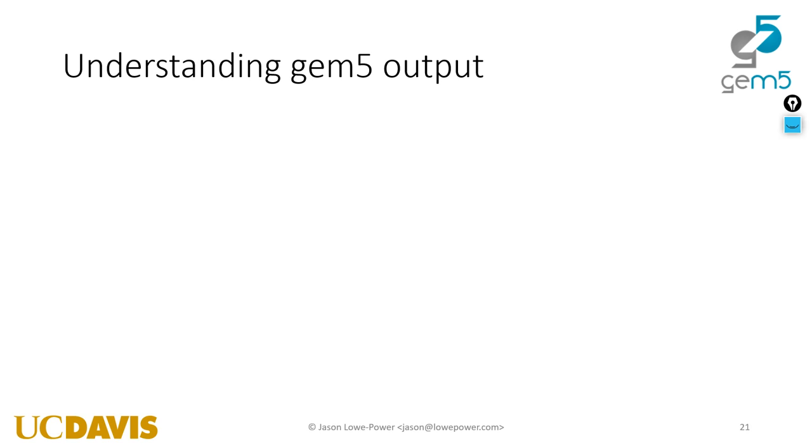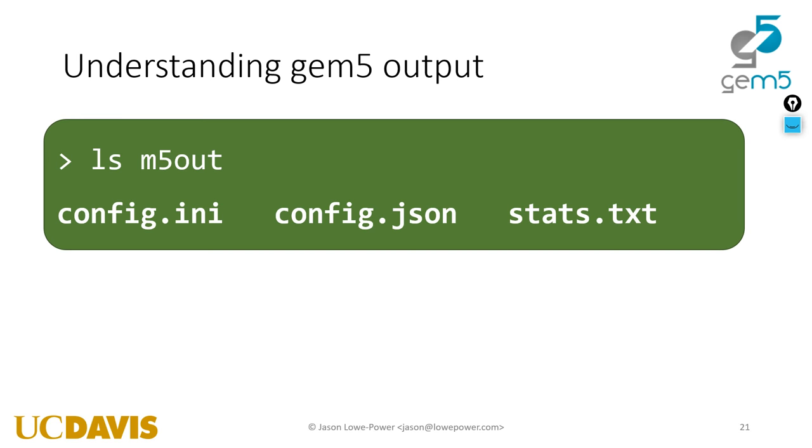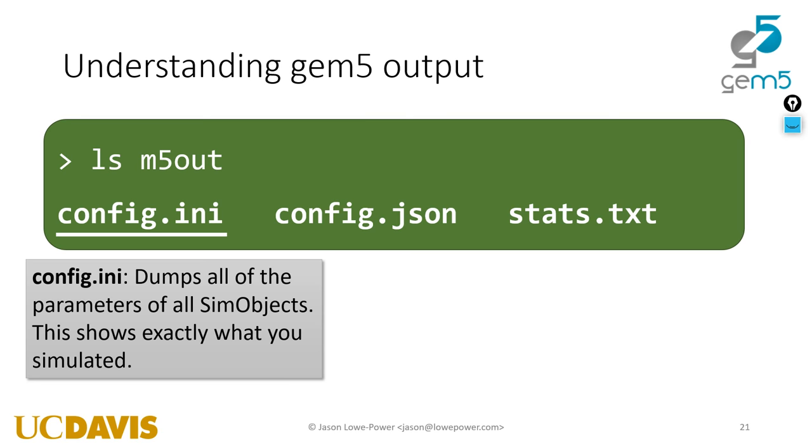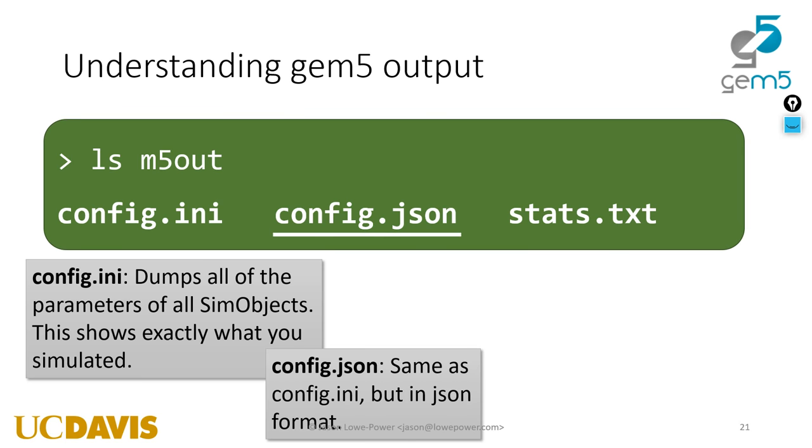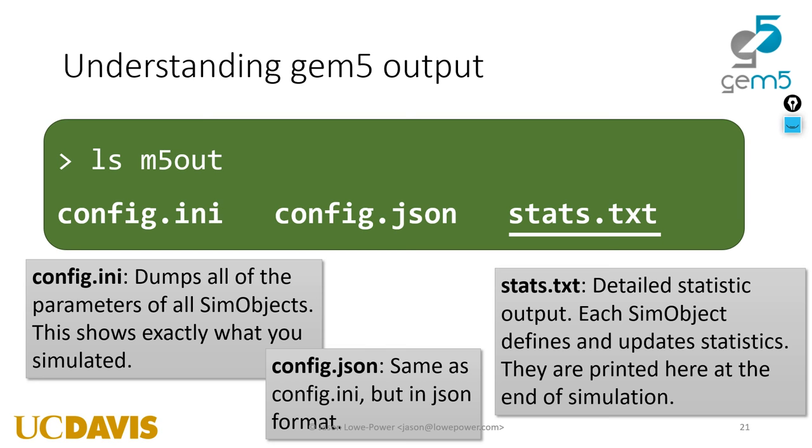Okay, so let's look at gem5's output. If we look at m5out, we have three files: config.ini, config.json, and stats.txt. The config.ini is a particularly important file, because when you do m5.instantiate, it dumps the config.ini. That shows you exactly what all the parameters are when you're running gem5. So if you ever have a question of what default parameter this SimObject is using, you can look at the config.ini and see the exact value. We'll look at an example in a second. The JSON file is the same as the INI file, except in JSON format instead of INI format. And then stats.txt gives you all of the statistical output.